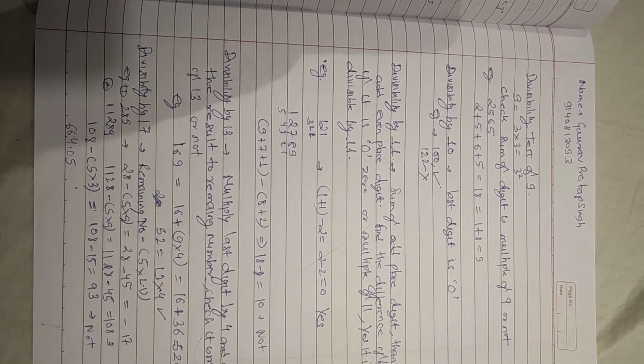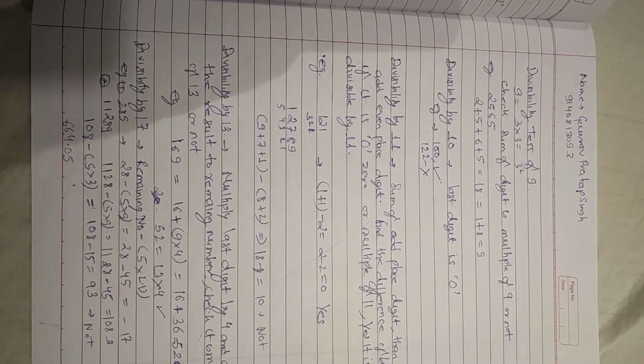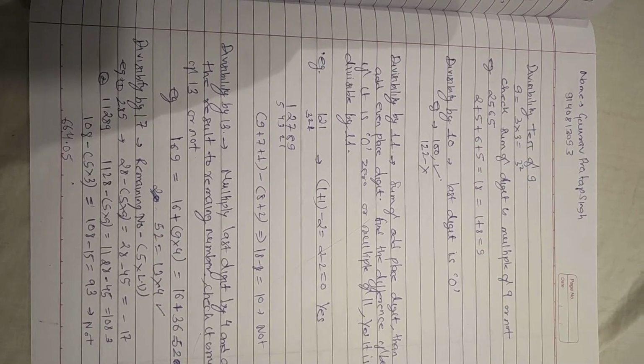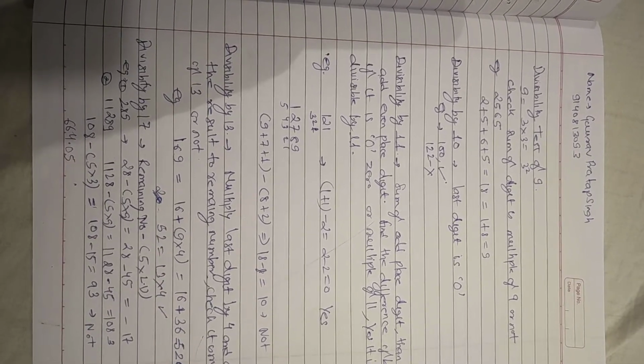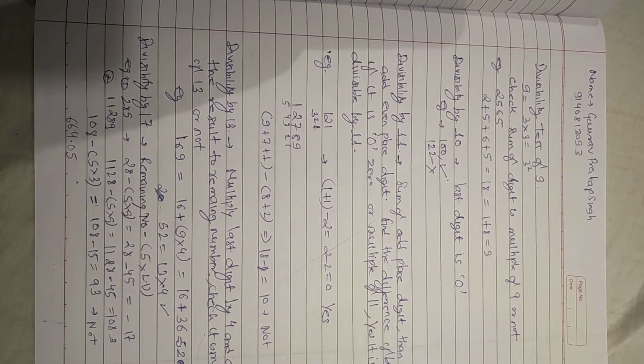Divisibility by 10 is very easy. We just have to check whether the last digit is 0 or not. If it is 0, yes, it is divisible by 10. If not, it is not.